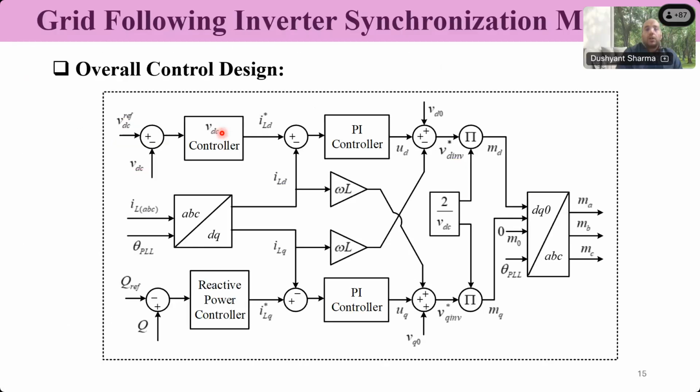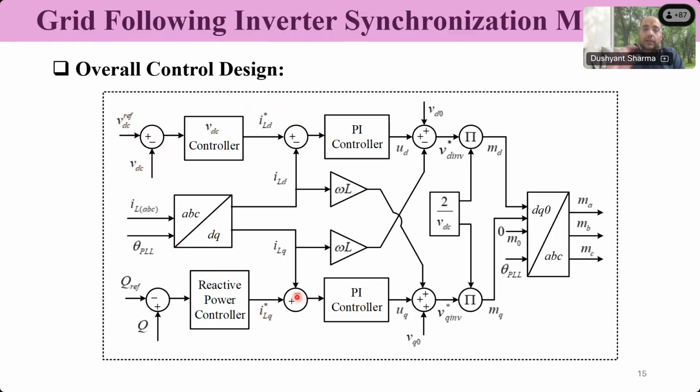So the overall control diagram will basically look like this. Again, I'm keeping it simple, not going into details. We have the first control, which is either the Q control with P control or Q control with VDC control. So you have VDC compared with the reference, compared with actual. There is a controller which gives me the current in the D axis. As I told, for the reactive power, it will give me the current in the Q axis.